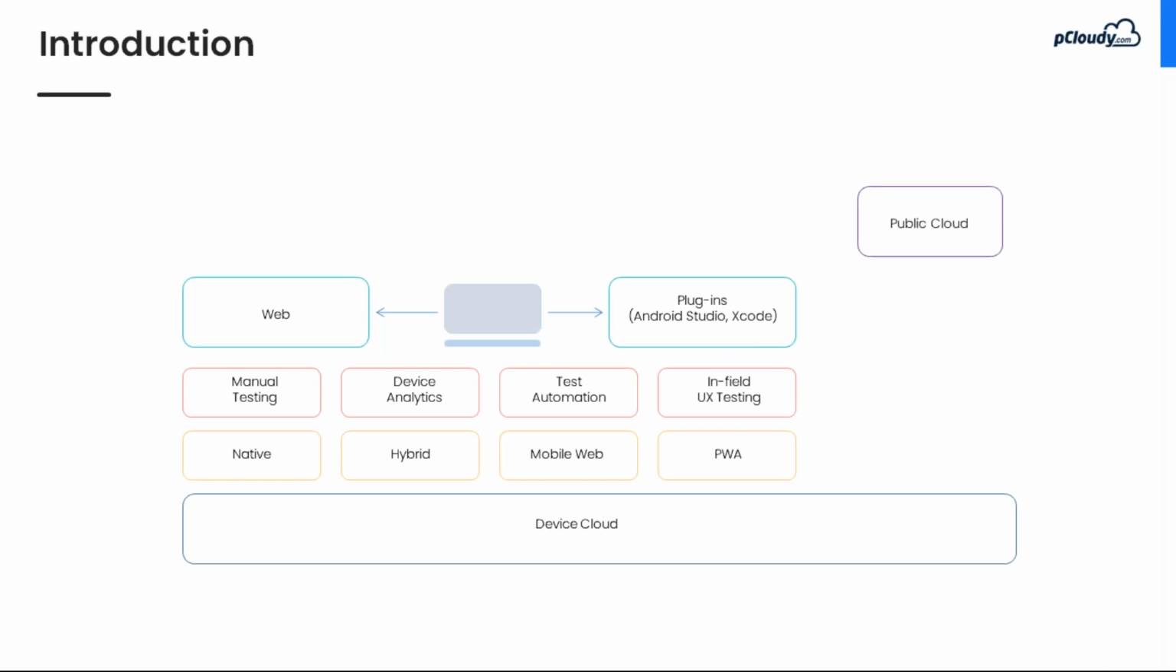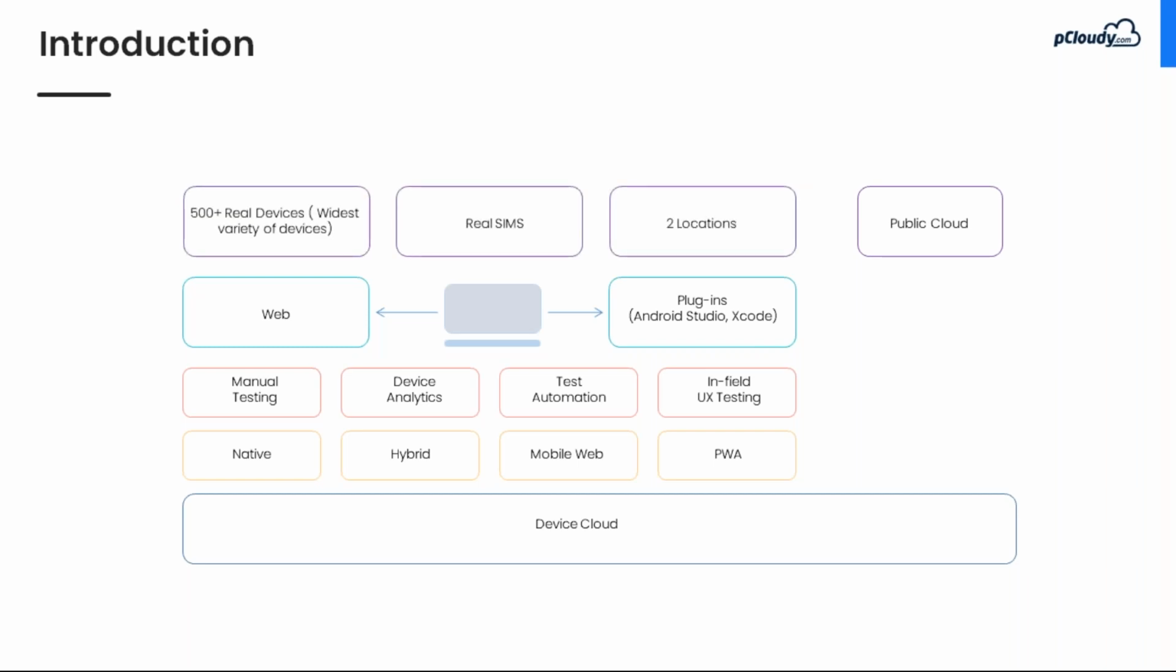Now, there are three different offerings which we have. The first and foremost is public cloud. In the public cloud, we have 500 plus real devices available at this moment. Now, this is old data. We are increasing the number of devices from 500 to 800 in a 1.5 month time period. As new devices are launched and we acquire new users, we certainly need a whole lot of devices. So this number is growing day by day.